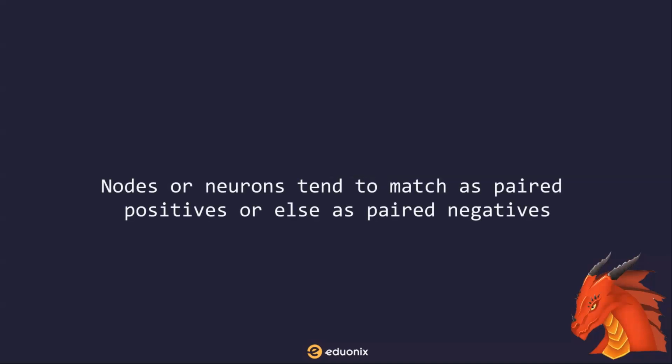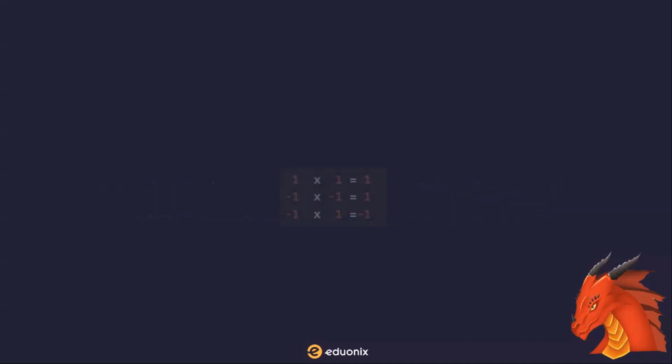Nodes, or neurons, tend to match as paired positives or else as paired negatives. These matches are described as having strong positive weights. Those nodes tending to match as opposites develop strong negative weights. A plain analogy is like this.